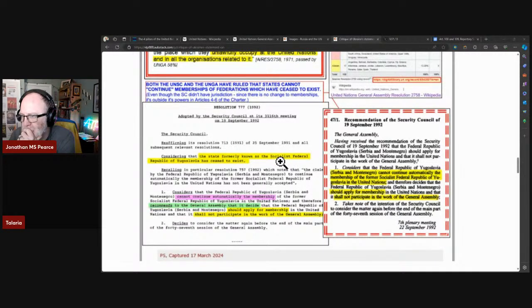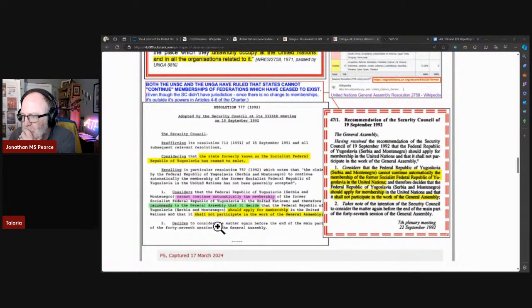So here's the ruling that states cannot continue memberships of federations which have ceased to exist, even though the Security Council didn't have jurisdiction. Since there is no change to memberships, it's outside its powers in Articles 4 to 6 of the Charter. But nonetheless, it made a recommendation to the General Assembly. And it says, considering that the state formerly known as the Socialist Federal Republic of Yugoslavia has ceased to exist, Serbia and Montenegro cannot continue the membership of the former Federal Republic.